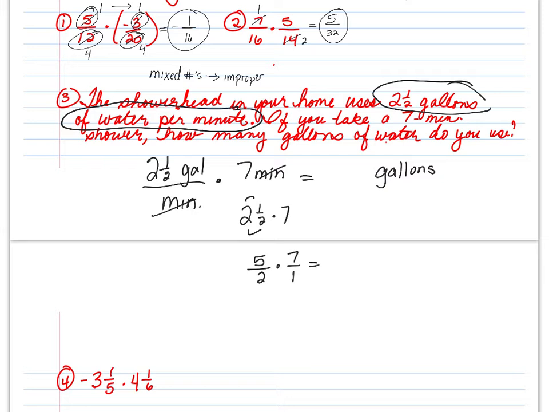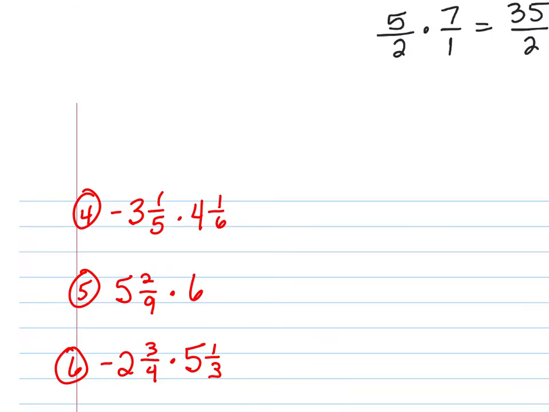No. So we get 35 over 2, but does that make sense? We use 35 over 2 gallons. Make it a mixed number. What do you get? Jackson? 17.5 gallons. If you estimate the answer, -3 1/5 is close to -3, correct?